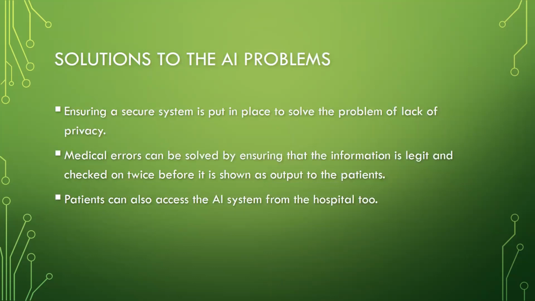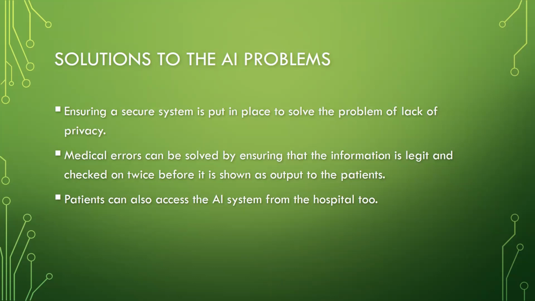Then solutions. For privacy, the solution is ensuring a secure system is put in place. Once I put in my information, in order for someone else to access it, I'll have to allow them to access it, not that someone can just access it because I had the same symptoms as you. Then medical errors will be solved by ensuring that the information is legit and straight to the point, and a system should be able to look at it twice and see that it's not the same as the other symptoms.